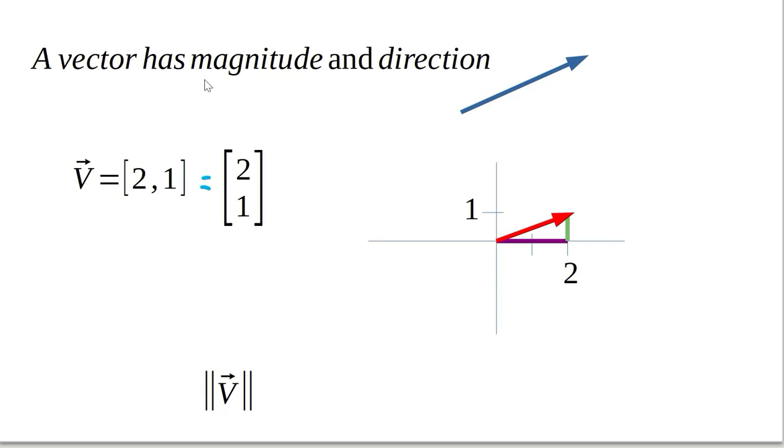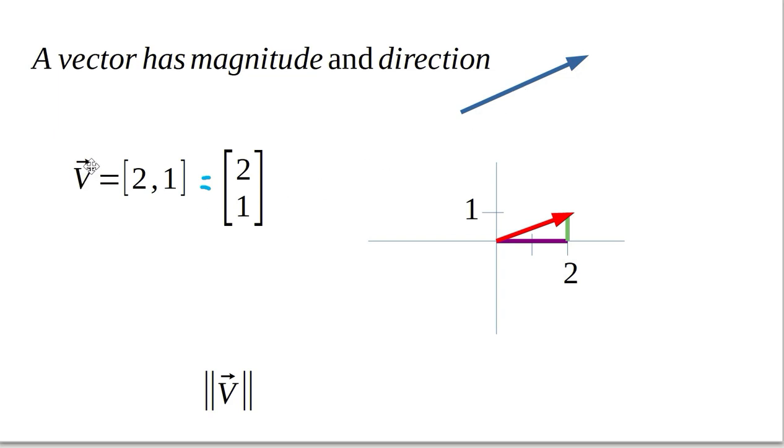A vector has magnitude and direction. This is a vector. A vector is just an arrow. It has a magnitude or length, and then it points to some kind of direction. So it has a direction.